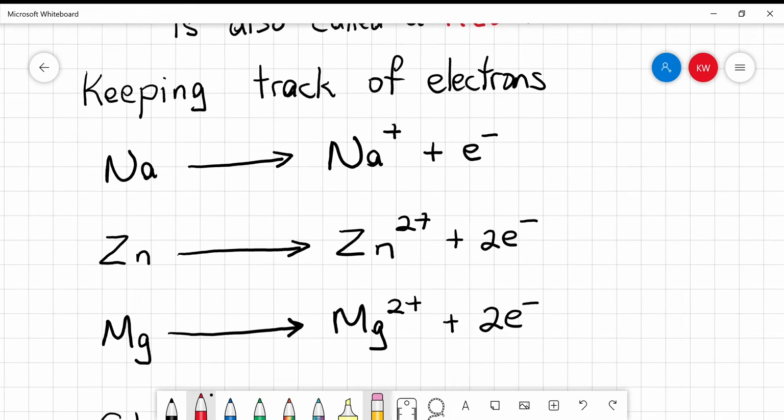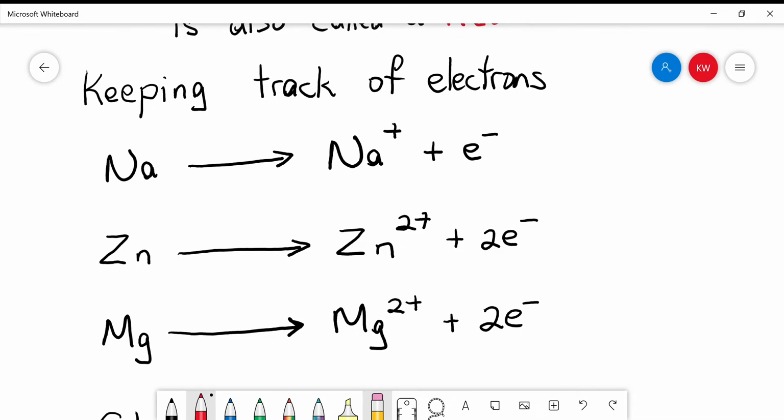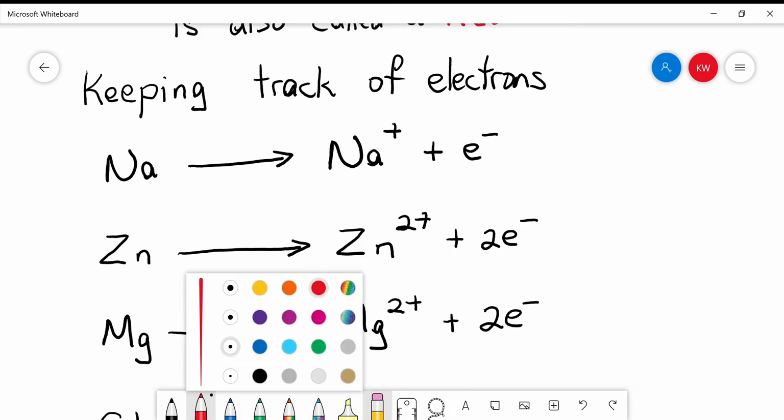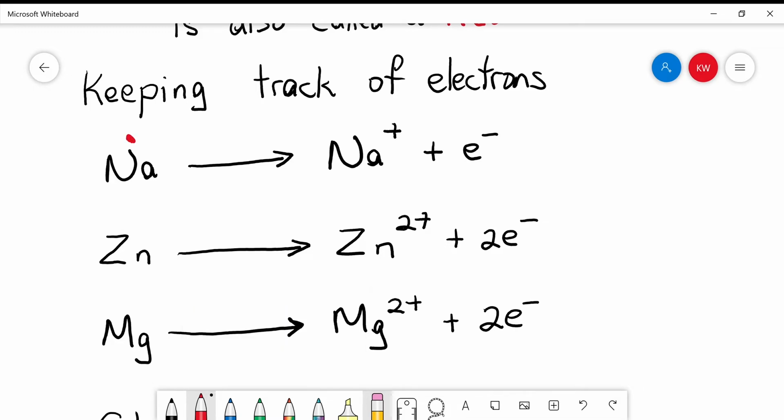Here we have sodium forming a sodium plus charge and an electron. If we look back at our sodium atom, it can be found in group 1, so it's going to have one valence electron. If this electron is lost, we're going to be left with sodium with a 1 plus charge. So here we have sodium losing this extra valence electron to form a sodium plus ion and one electron.